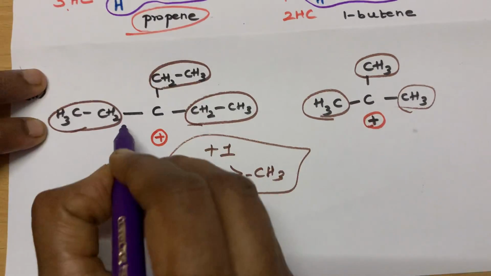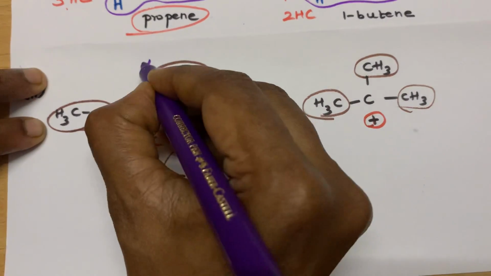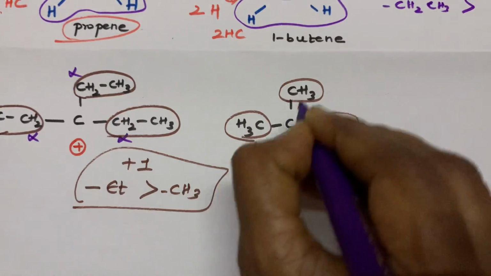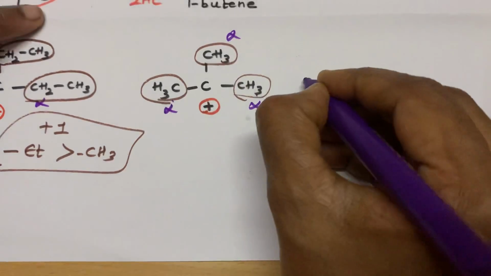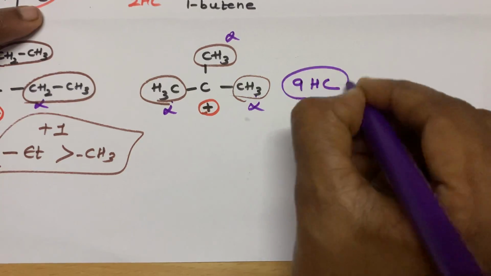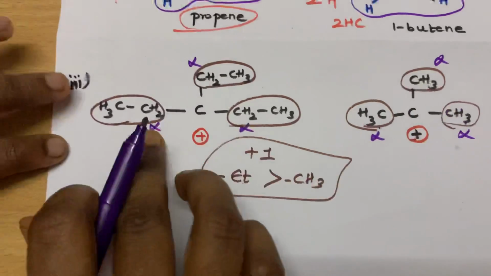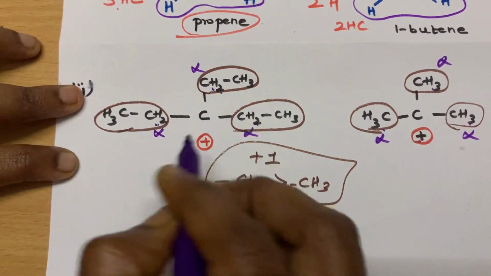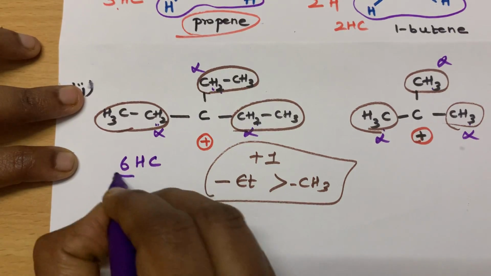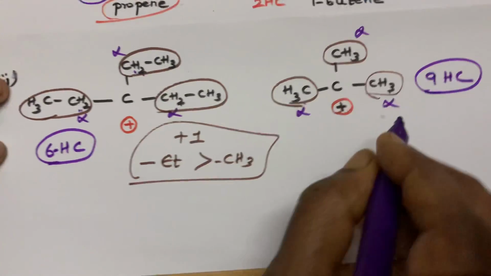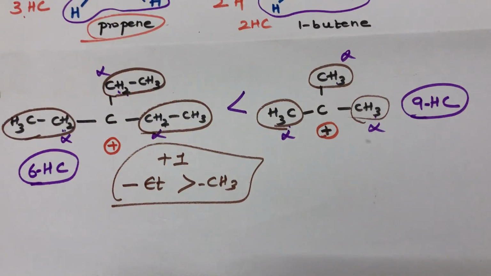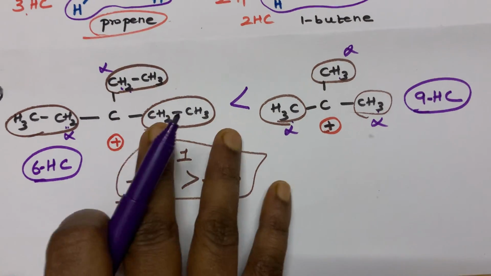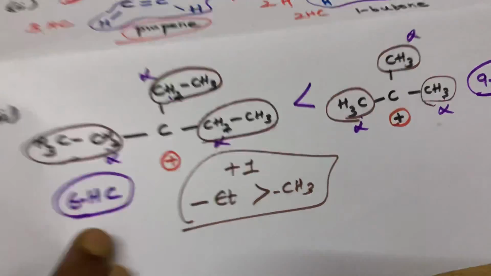So here, what is the alpha carbon? This is the alpha carbon, and this, and this, and each has 3 hydrogens. So totally you have 9 hyperconjugation structures you can write. And here 1, 2, 3, 4, 5, 6, only 6 hyperconjugation structures you can write. So which is more stable? This is more stable. So these kinds of questions will be very helpful for your competitive exams.